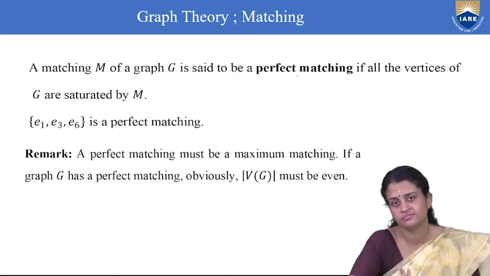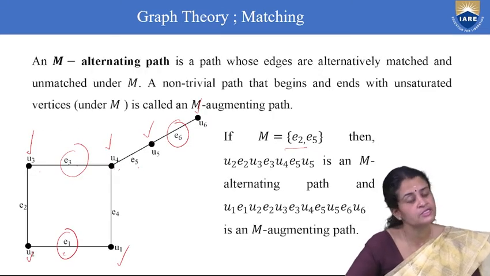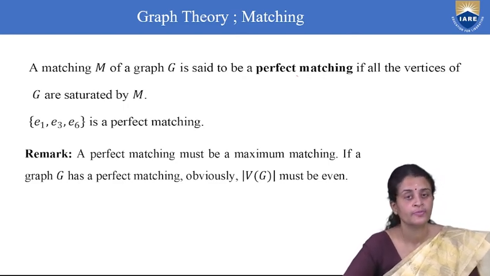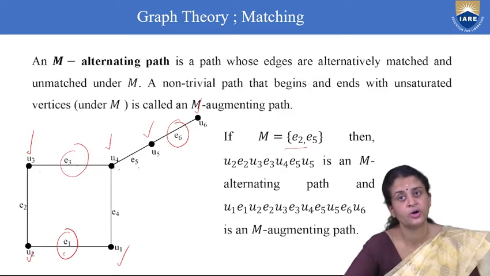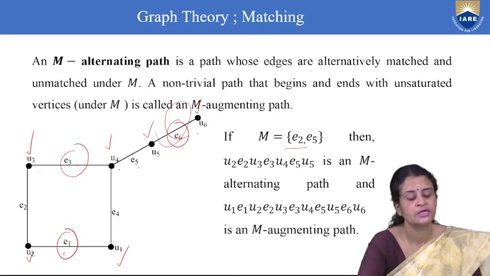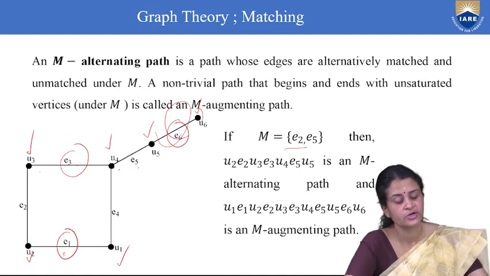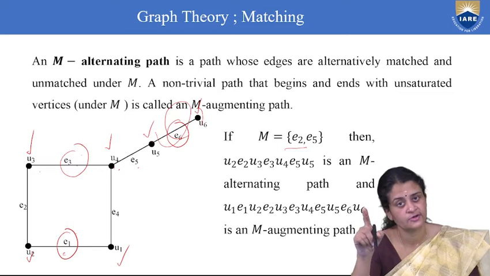Do you have any doubt in that? I hope not, because whenever a perfect matching exists, it is also a maximum matching. If a graph has a perfect matching, obviously the cardinality of the vertex set must be even. What will happen if it is odd? Can I have any perfect matching of this graph? No way. If I consider these edges E2, E3, can I completely cover all the vertices here? No way. So when a graph has a perfect matching, the cardinality of the vertex set is always even.